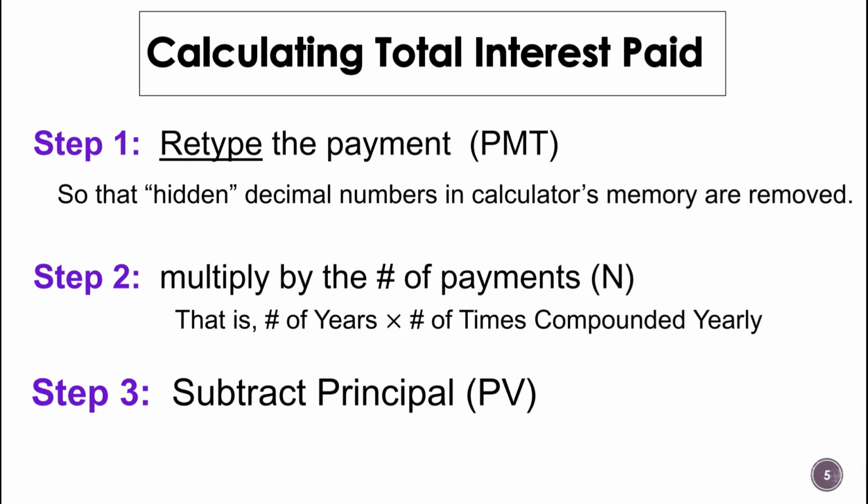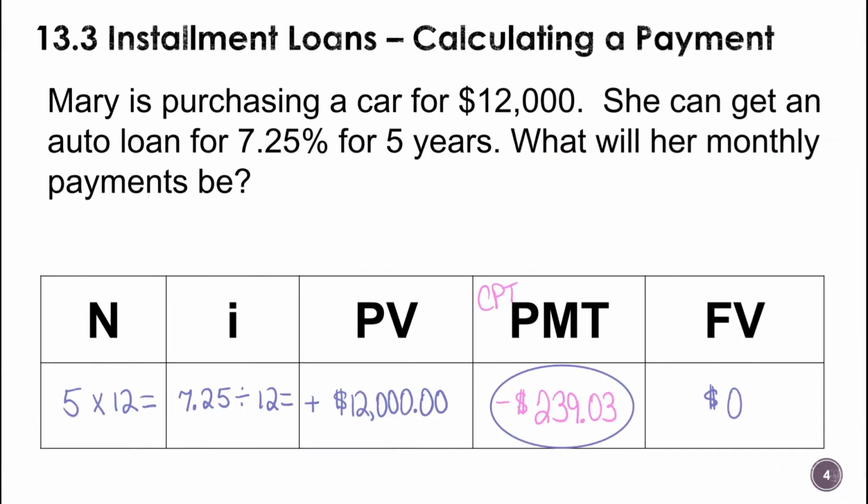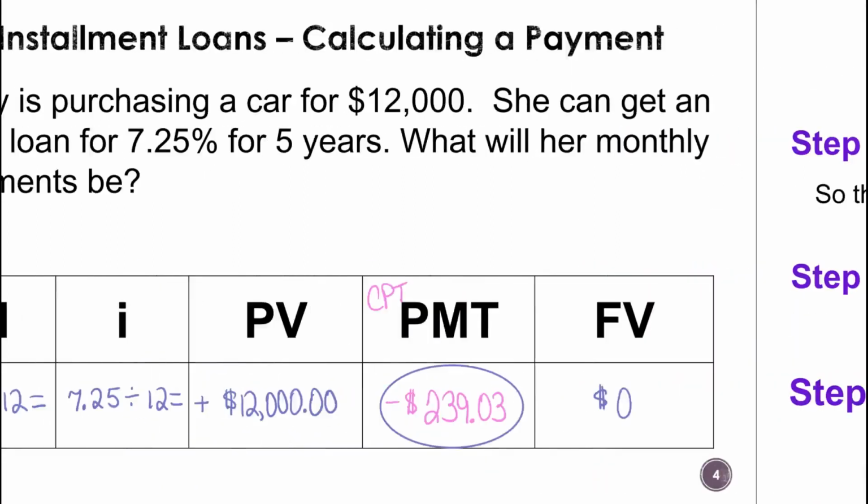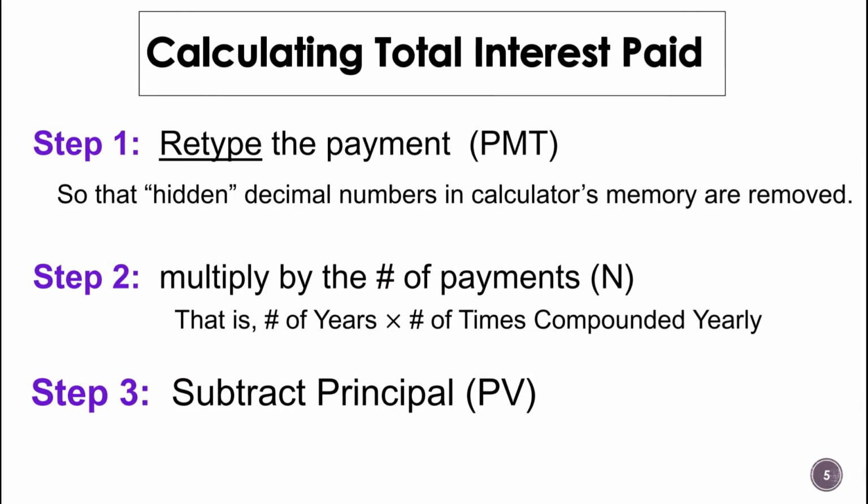Then we're going to multiply by the number of payments. That's n. The amount you put in for N, 5 times 12, for instance, on this one would be 60 payments. And then we subtract the principal from that. When we figure that, we are finding the total amount paid, we subtract the principal, and that equals the interest paid.